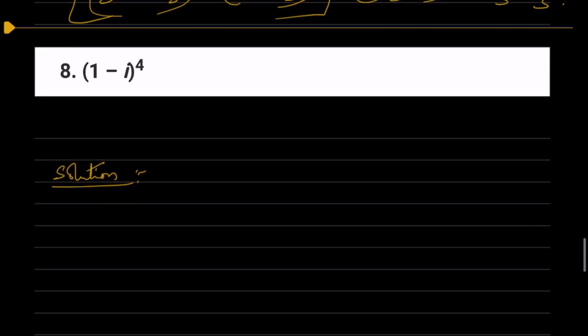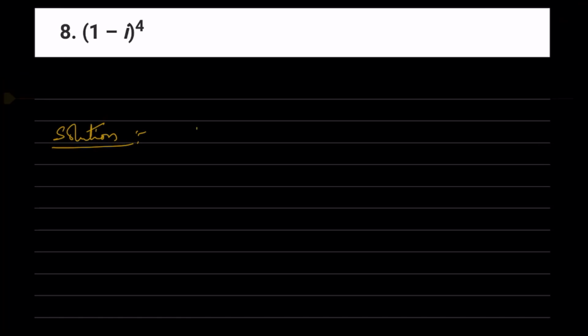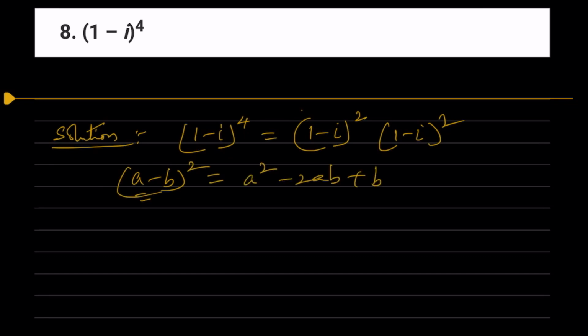Now going into the next problem, that is the 8th one. What's given in the 8th one? You have (1 minus i) to the power of 4, which can be written as (1 minus i) whole square into (1 minus i) whole square. You know the (a minus b) whole square formula we can use for this, which is a square minus 2ab plus b square.